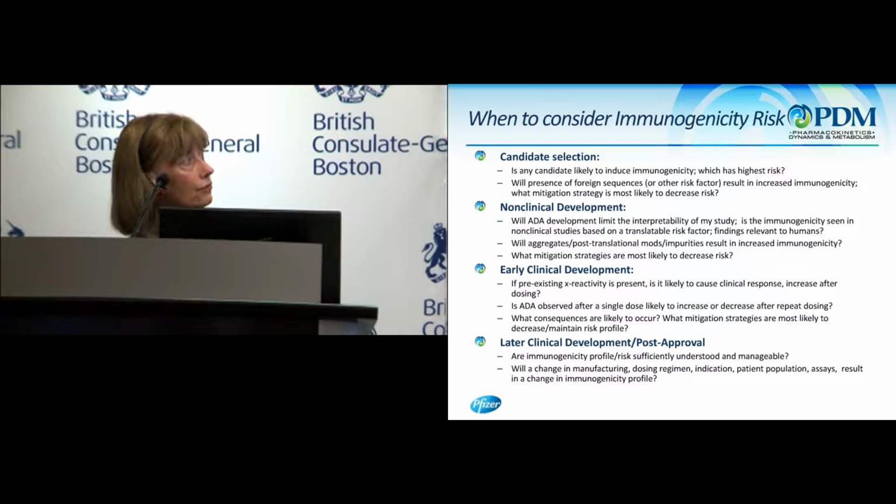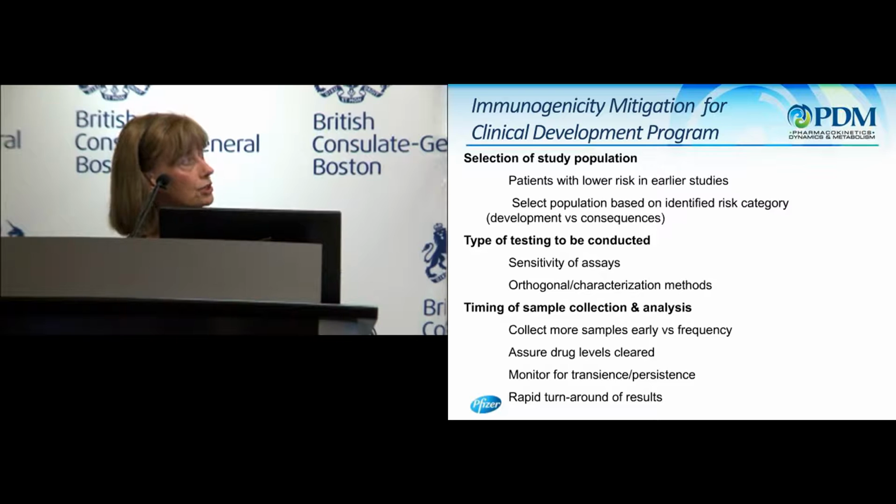And there are a number of different strategies that we utilize to manage the risk, everything from selection of the study population. In some cases, we might want to select patients with lower risk in earlier studies. In other cases, that's not such a good idea, because then we don't really understand whether that population is at risk or not. And then the type of testing we do comes into play in the management, as well as timing of sample collection and analysis. And of course, there could be other things, including use of concomitant medications and so on, that can be used to further manage immunogenicity.